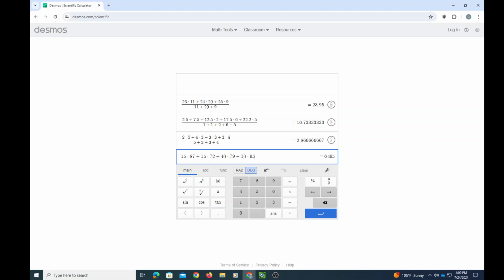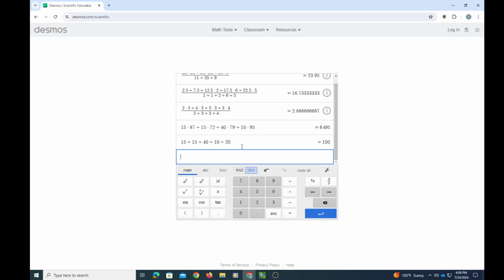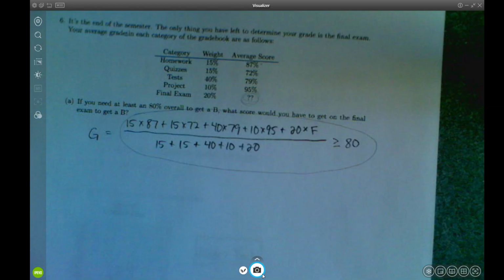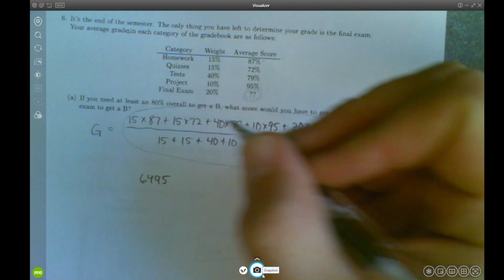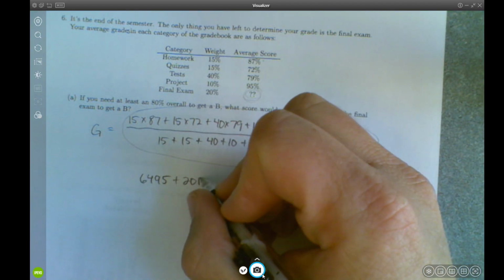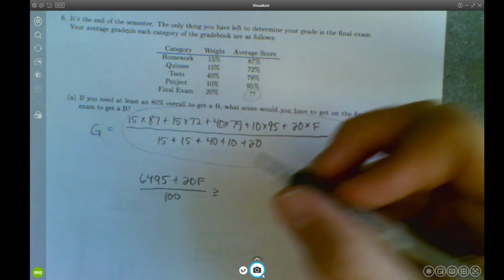Okay, and then the 20 times F I can't include in the calculation, because there's a variable there that I need to account for. But that's going to be 6,495. In the denominator, 15 plus 15 plus 40 plus 10 plus 20 is 100, as it should be. The total weights should add up to 100%. Okay, so I've got 6495 plus 20 times F over 100 needs to be bigger than or equal to 80.